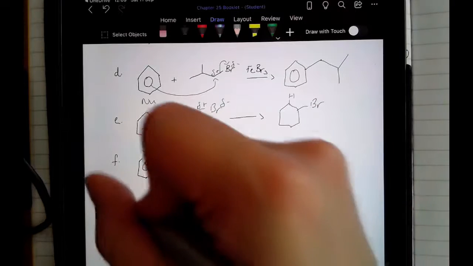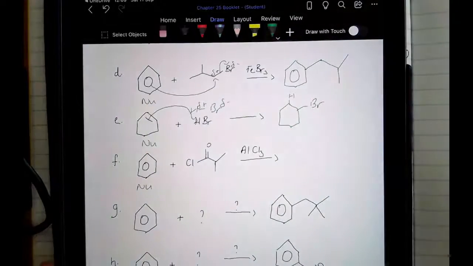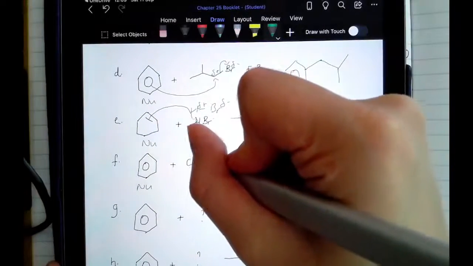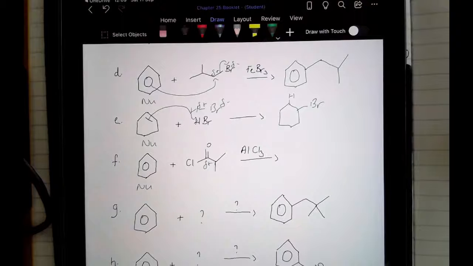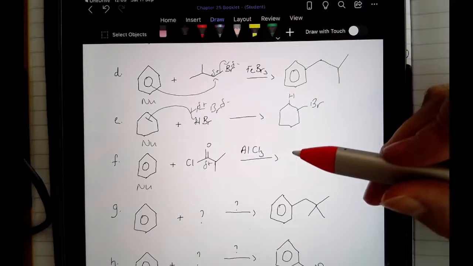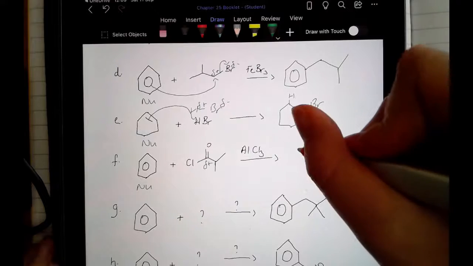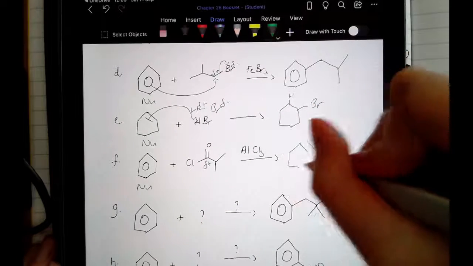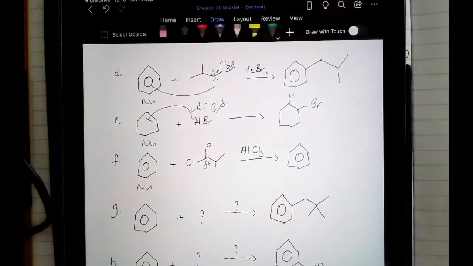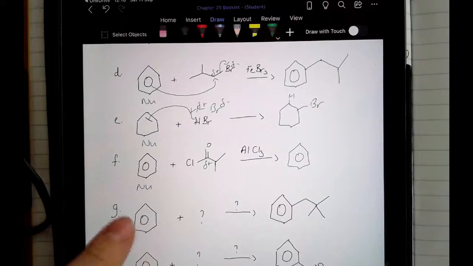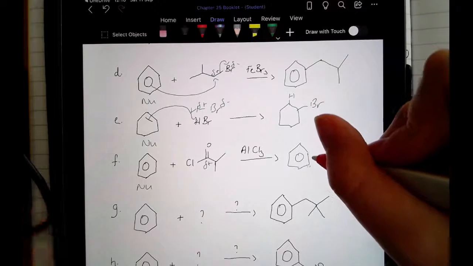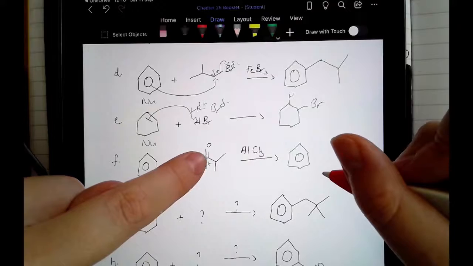Next one, again, benzene is my nucleophile, and my electrophile is going to be here. That carbon right there, that's bonded to the chlorine and the oxygen. Again, I need a catalyst to drive this reaction forward because benzene is such a poor nucleophile. Again, it's going to be substitution, so I'm going to be reforming my ring. Doesn't matter where I put this, I'm just going to put it here. It's going to be bonding to this carbon right here.